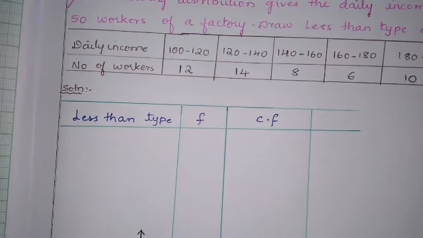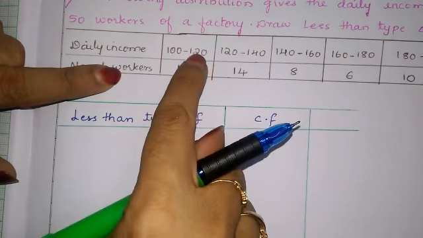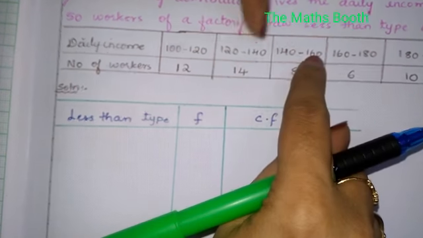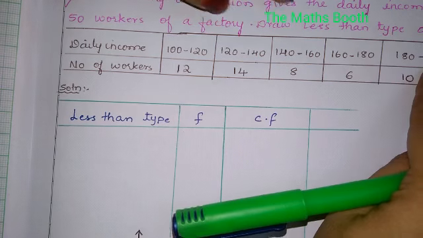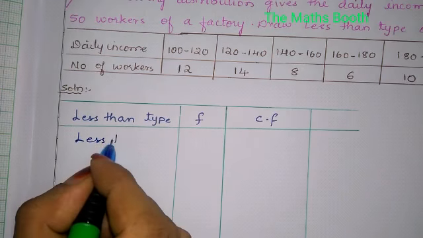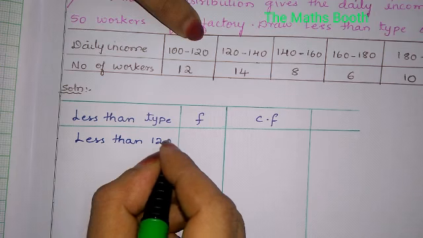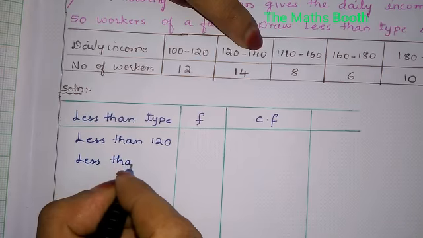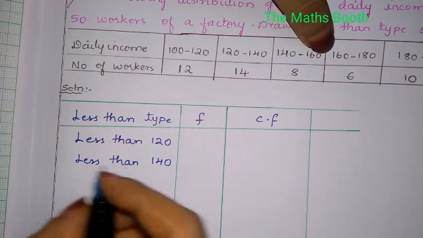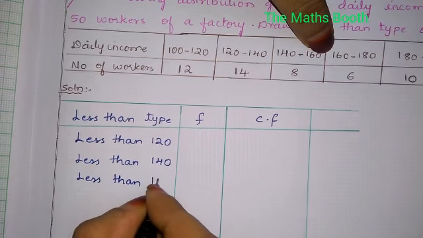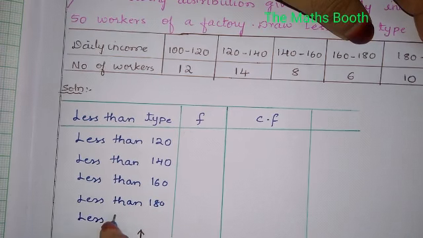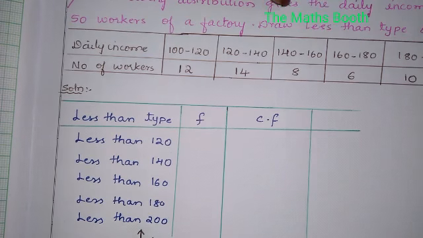Okay. So first in less than type OGIVE, always we should go for the later number, that is 120, less than 120, less than 140, less than 160, less than 180 and less than 200. Like that way we have to write the less than type OGIVE. Here first is less than 120, less than 140. For all problems we have to do less than type OGIVE like this only. Less than 120, less than 140, less than 160, less than 180, less than 200.